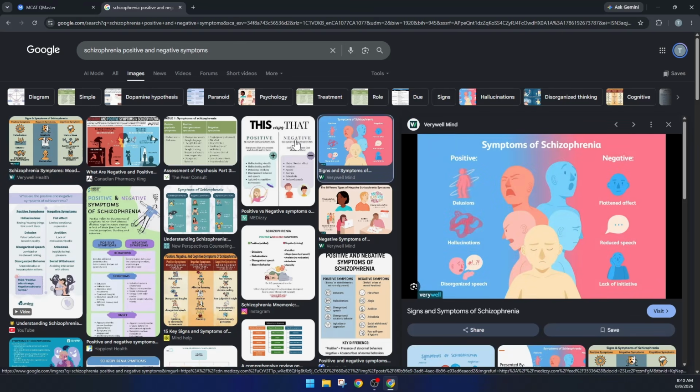Actually, I thought those examples didn't really help. You can look at this picture instead. Positive symptoms, something is being added: disorganized speech, hallucinations, delusions. Negative symptoms mean it's taking away. So it's making your emotions more flattened and reducing speech.